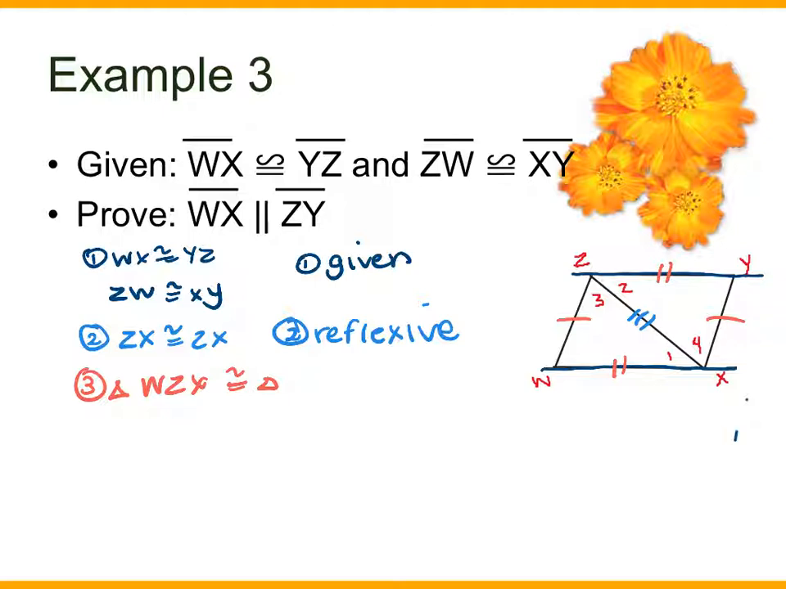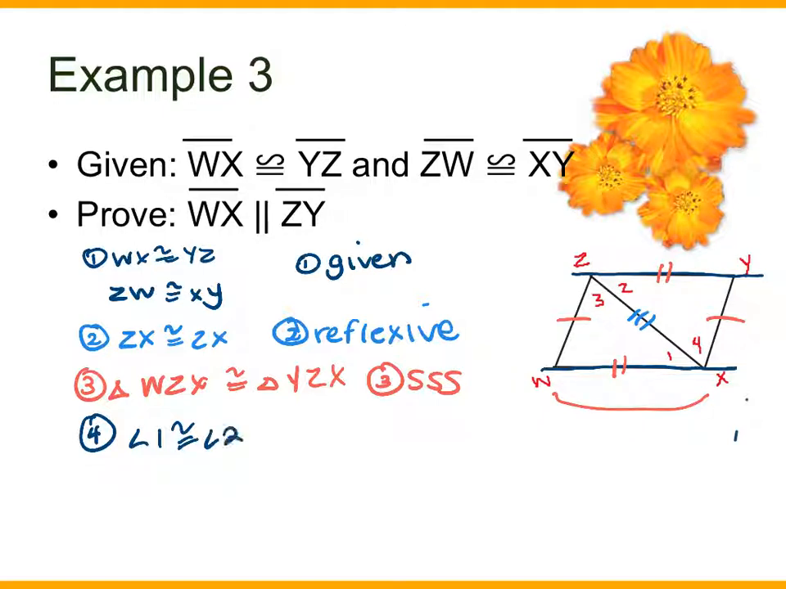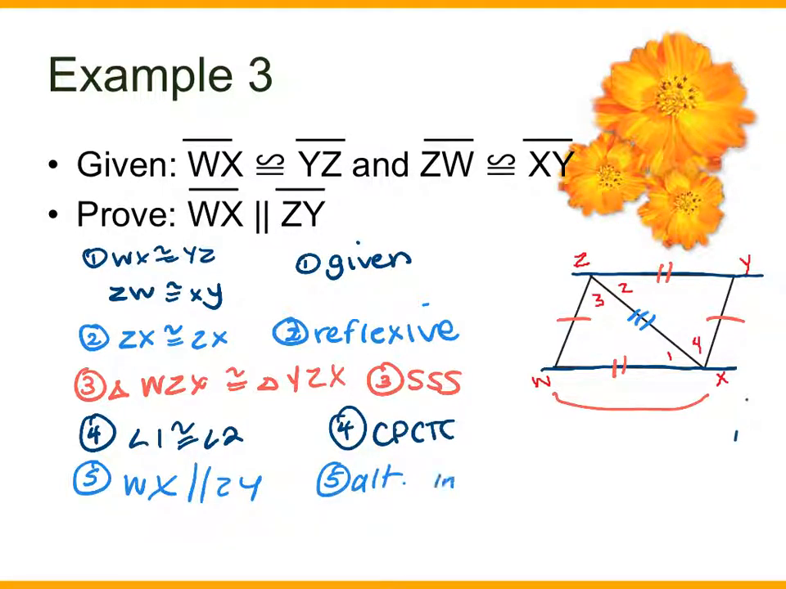Thank you. I went W, then Z, then X, so I have to go Y, then Z, then X. And that's the side. Then we said we needed to show angle 1 is congruent to angle 2, which is now the case because of CPCTC. Then the lines are parallel. WX is parallel to ZY because of alternate interior angles converse, because you're proving the lines are parallel.